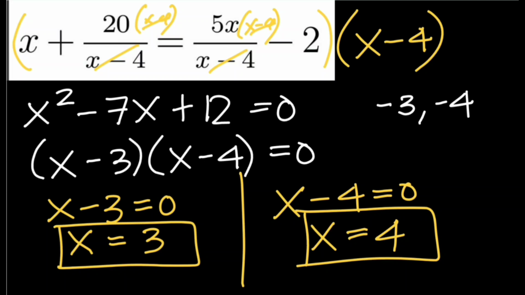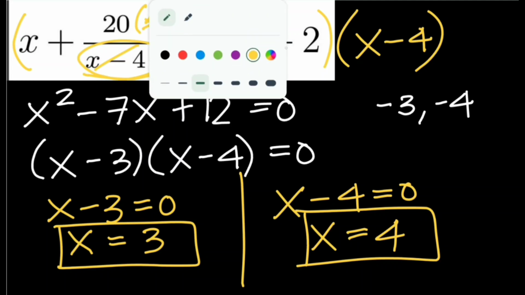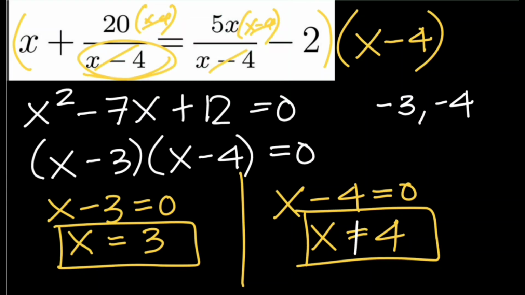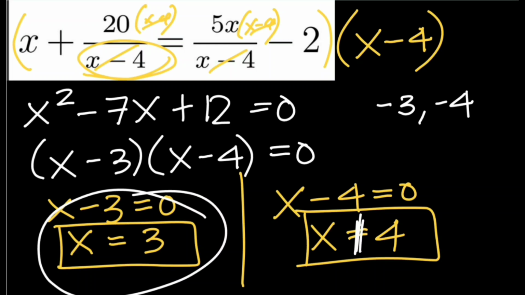Now, we take a look at the original equation again. The denominator here is x minus 4. Therefore, x cannot be equal to 4, since it would make the expression undefined. So the value of x here is just equal to 3. So the answer is 3.